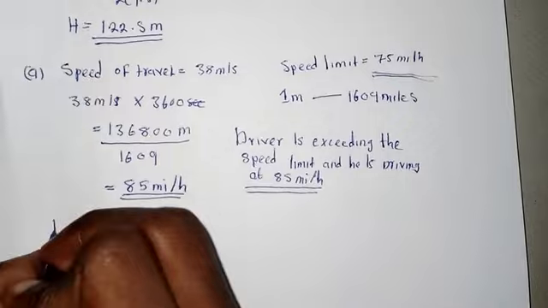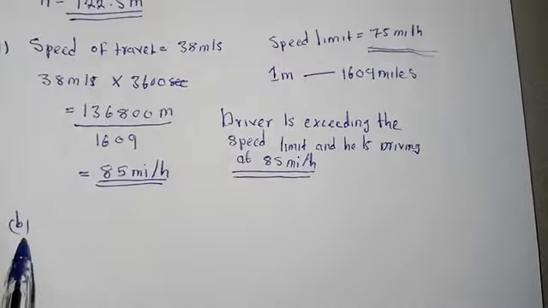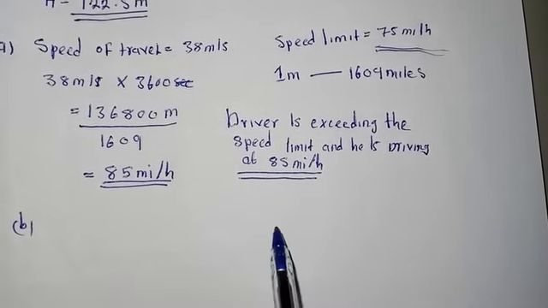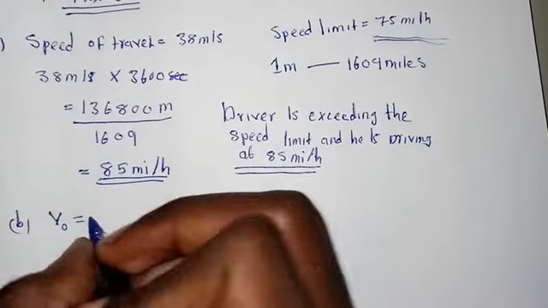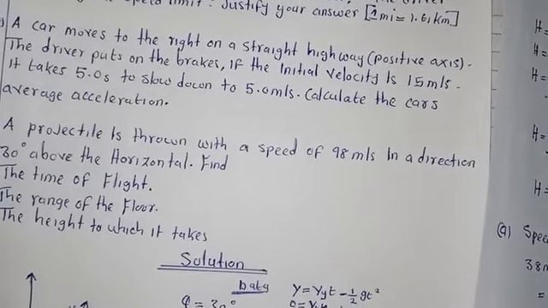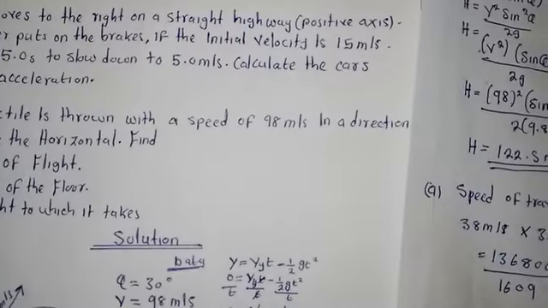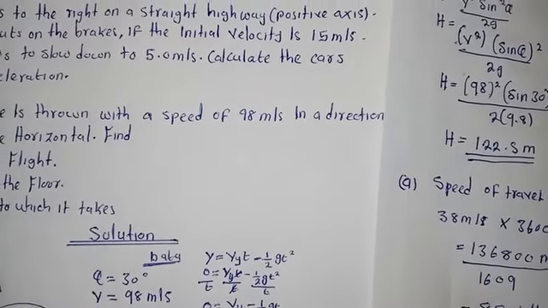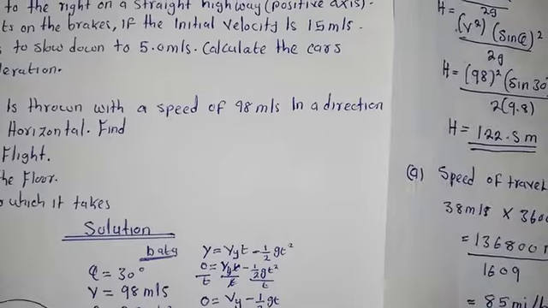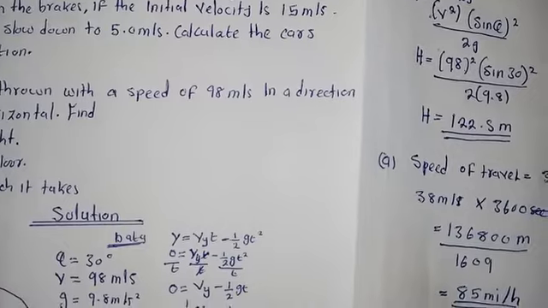For B, they're saying a car moves to the right. So this is just a motion in one dimension, right? The driver puts on the brakes. So here you have the initial velocity, and they're saying the initial velocity is simply 15 meters per second. V final is 5 meters per second. The time taken for the brakes is simply 5.0 seconds.